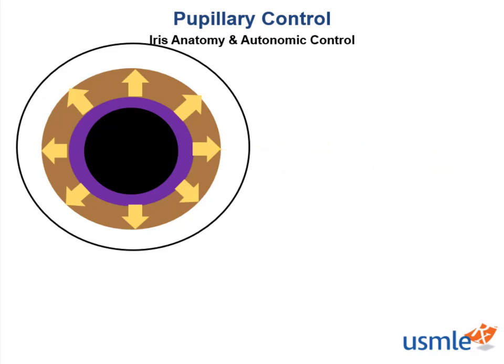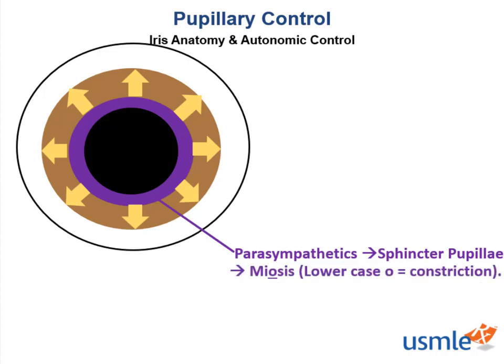Moving along, the parasympathetic nervous system controls the iris sphincter pupillae, a circular muscle group shown here in purple. Since the sphincter pupillae muscle fibers are circular, upon parasympathetic activation, this muscle causes pupillary constriction, which is known as miosis. Let the lowercase o in miosis represent a pupil constricting.